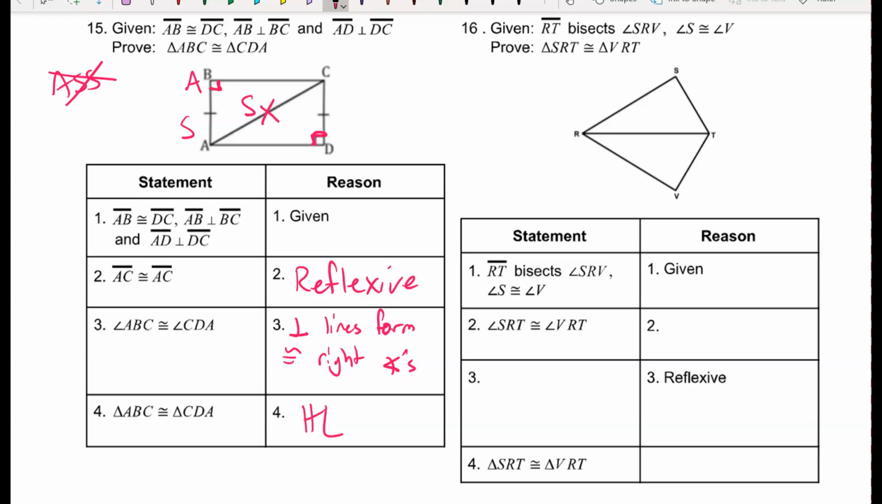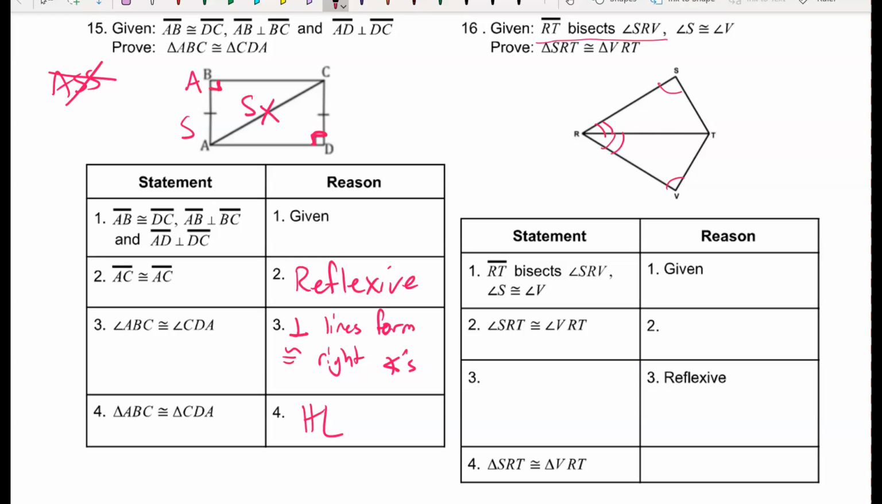Number 16. Segment RT bisects angle SRV. Angle SRV is getting bisected. Angle S is congruent to angle V. Prove triangle SRT is congruent to triangle VRT. So the first thing I want to look at is this statement right here, that angle SRT, right there, is congruent to angle VRT right there. And I need to look back to my givens to see why that's true.